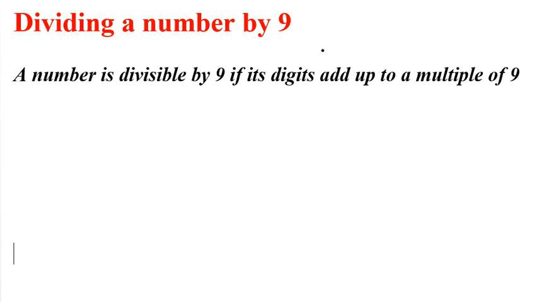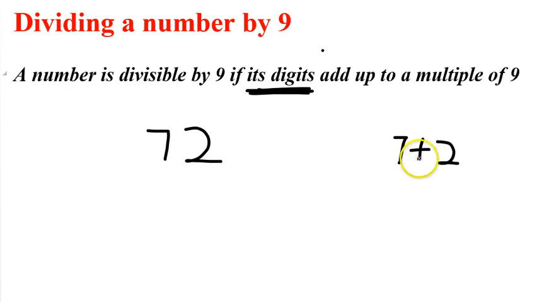Dividing a number by 9. A number is divisible by 9 if its digits add up to a multiple of 9. If I write 72, can 72 be divided by 9 without a remainder? To prove that, just add 7 and 2. 7 plus 2 gives you 9, and 9 is a multiple of 9, which of course is true, then 72 is divisible by 9.